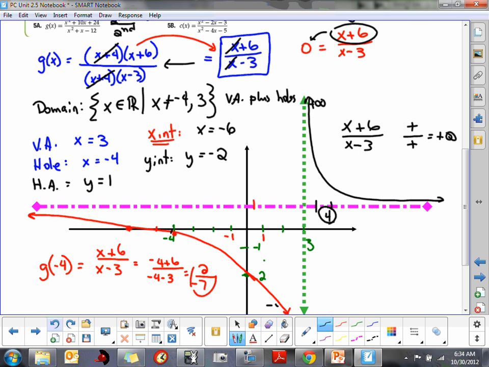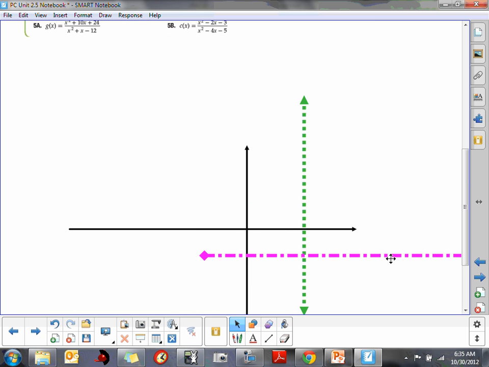So now put a hole in your graph. Remember, it's not defined there, and now our graph is complete. We'll look at a second example of this. Get some workspace here now.